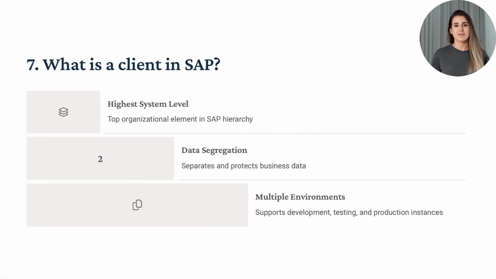7. What is a client in SAP? A client is the highest level element in the SAP system. It acts as an independent environment where data is stored and managed. Multiple clients can exist in a system, and each can represent different business entities or stages like development, testing, and production.